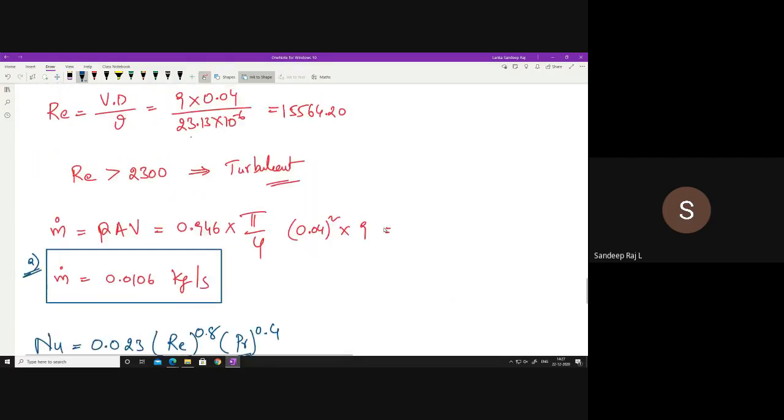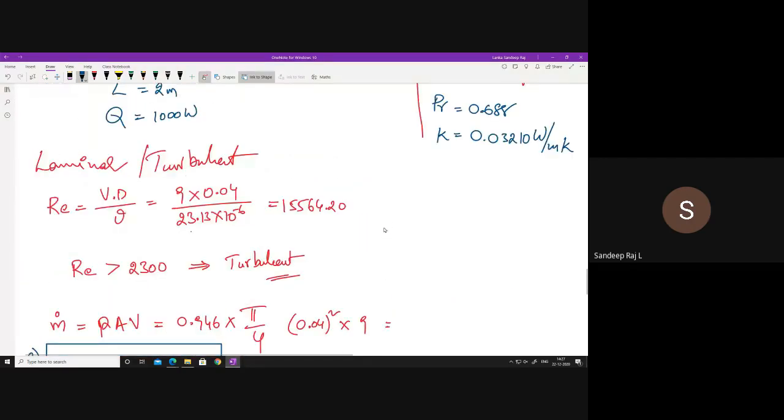See, are you sure with this Reynolds number value? I'm doubting about this Reynolds number value.